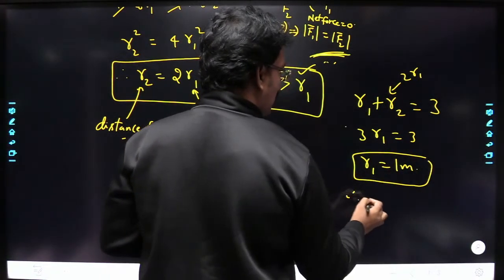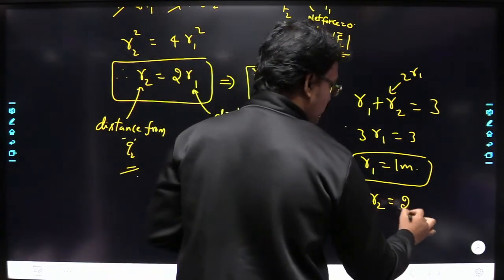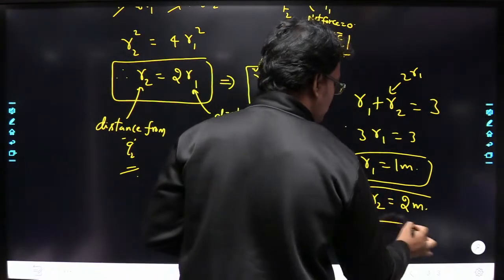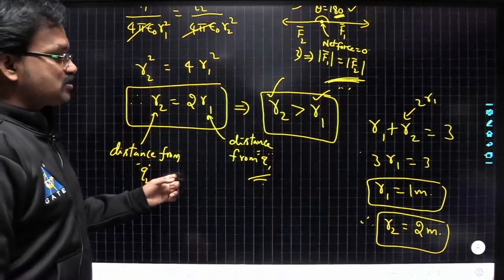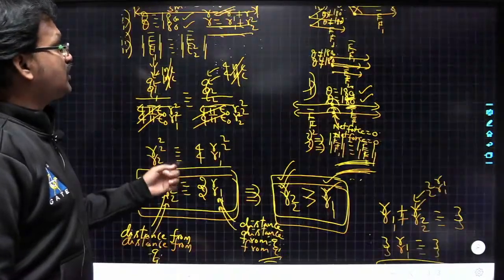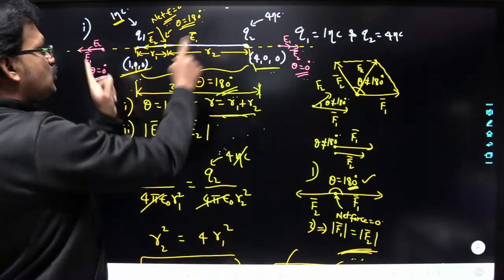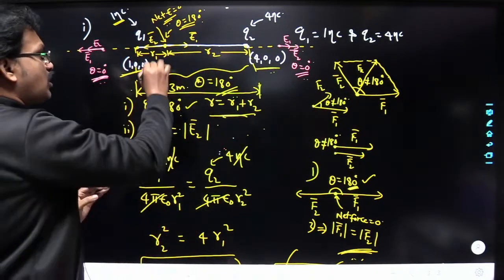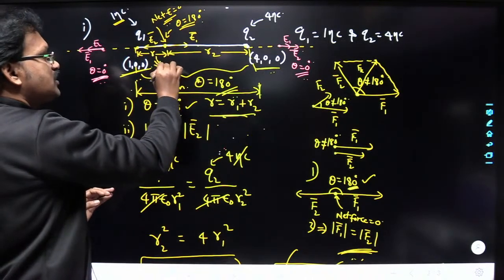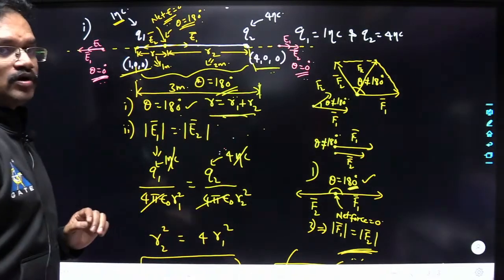So therefore R2 is equal to 2 times R1. So you are going to get R2 is equal to 2 meters. So that point must be present along the line, and between the two charges, at a distance of R1 equal to 1 meter, and R2 must be equal to 2 meters.